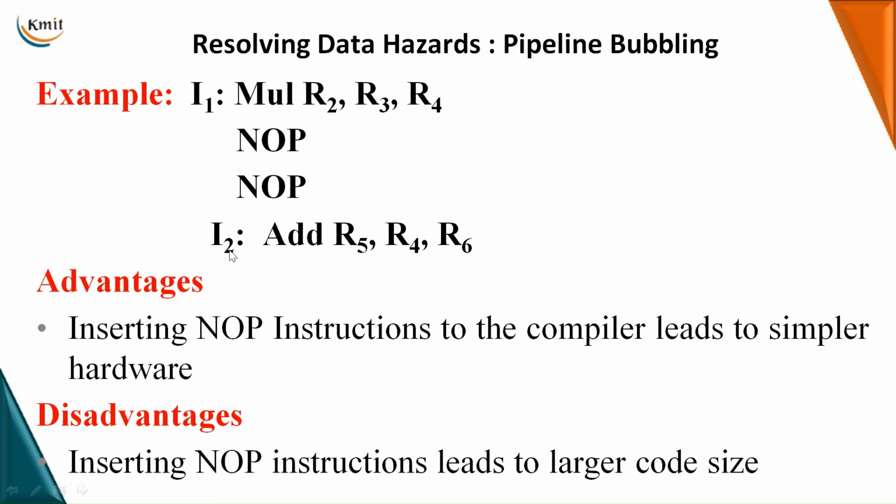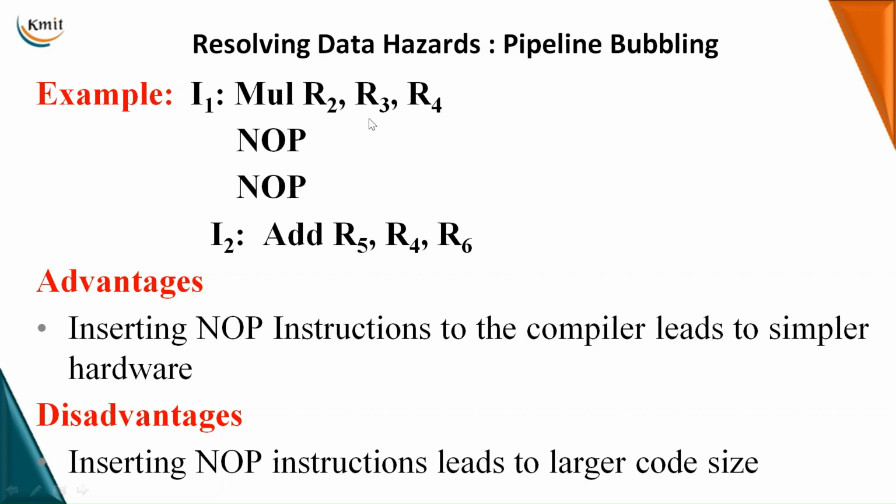Similarly, the I2 instruction, which is an add instruction, uses R4, which is the destination register of the mul instruction. When you place these two instructions simultaneously in a pipeline, you cannot get this operand in the decode stage of your pipeline, because until the write back stage of the first instruction is completed, the result will not be available as an input to your second instruction. So we are going to stall the pipeline for 2 clock cycles by placing 2 NOP instructions into the pipeline.